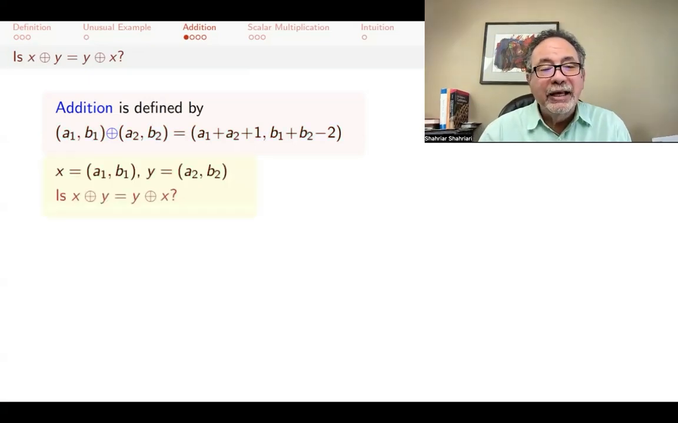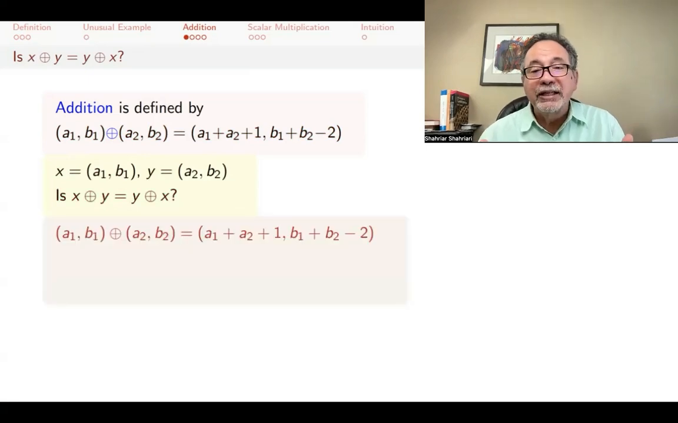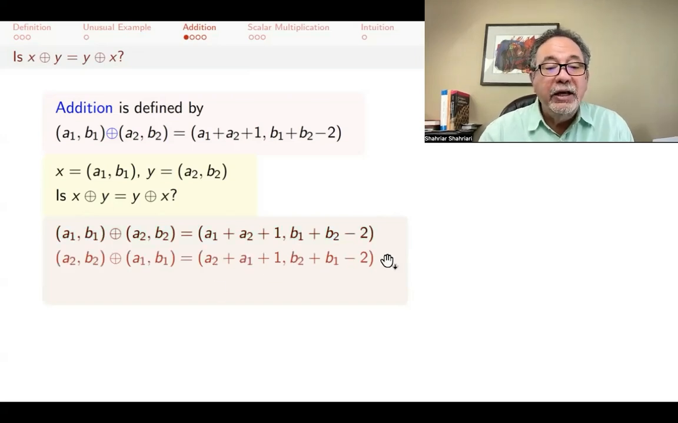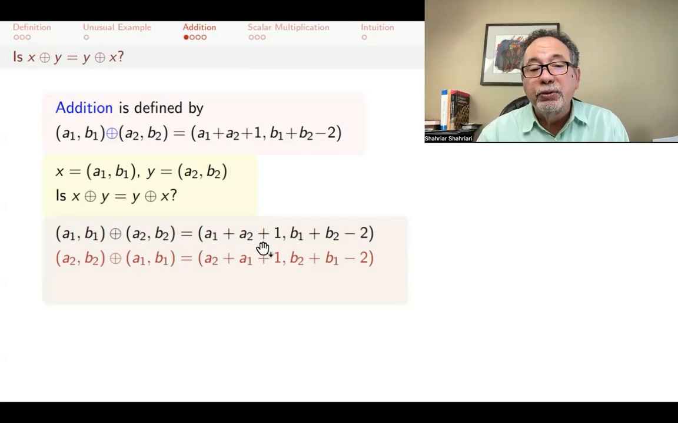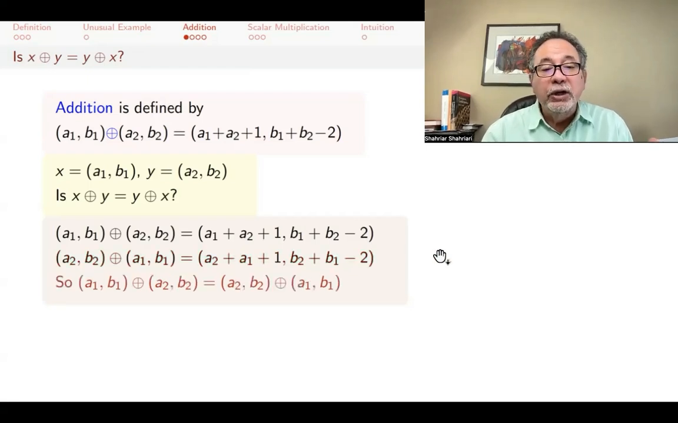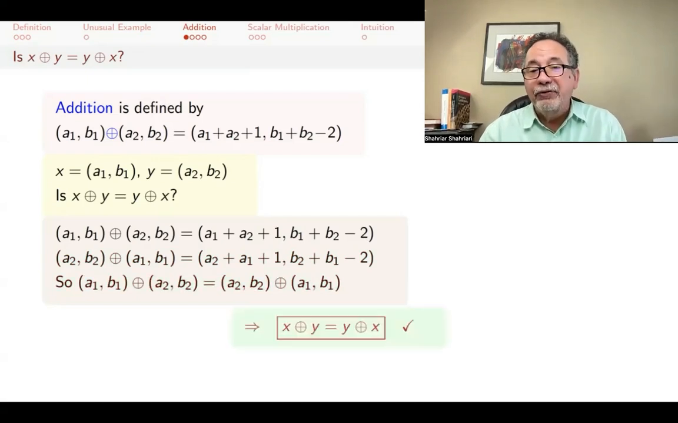I take two elements and I'm asking, is x plus y the same as y plus x? The proof of the pudding is in the eating. I'm going to add them both ways and see if I get the same thing or not. If I add in one way, I get that. And if I add the other way, I get the same thing. A1 plus A2 plus 1 is the same number as A2 plus A1 plus 1 because these are normal addition. And the same with B1 plus B2 minus 2 and B2 plus B1 minus 2. So when I add these, the order does not matter, and I have checked my first axiom.